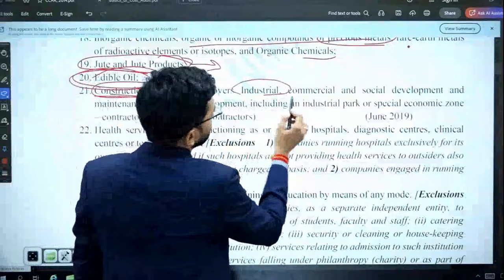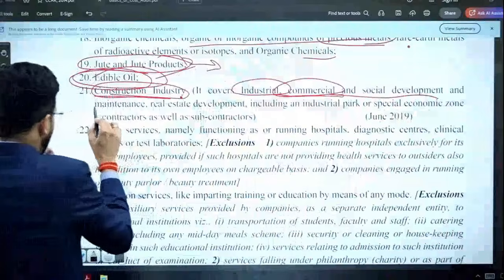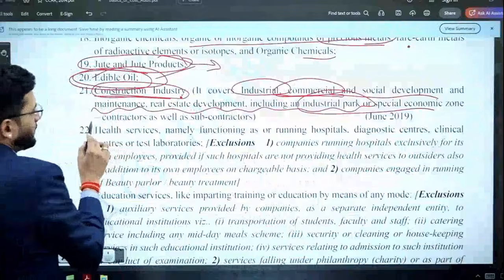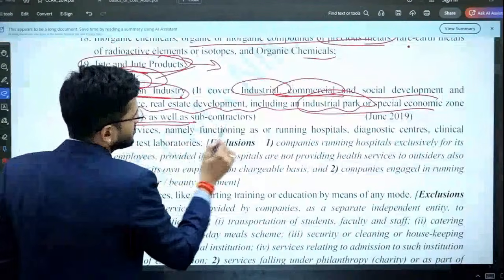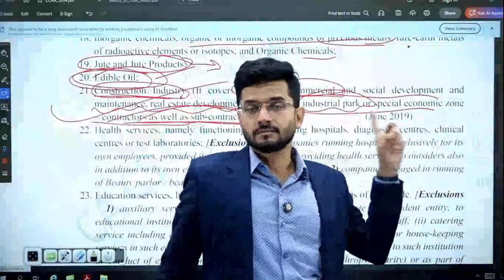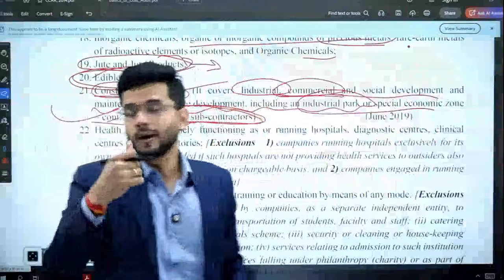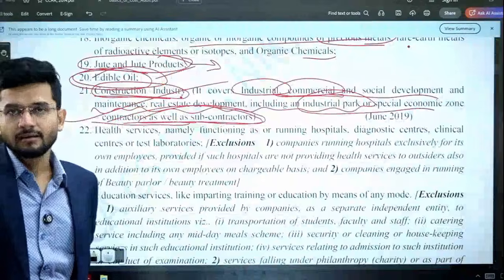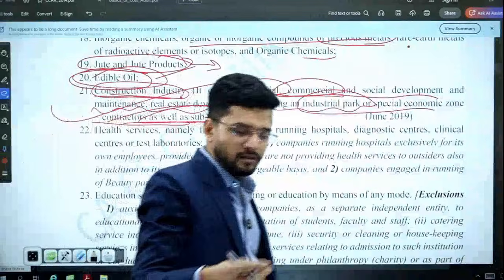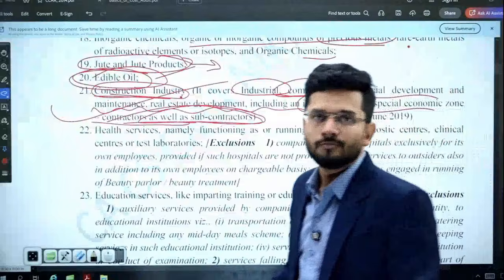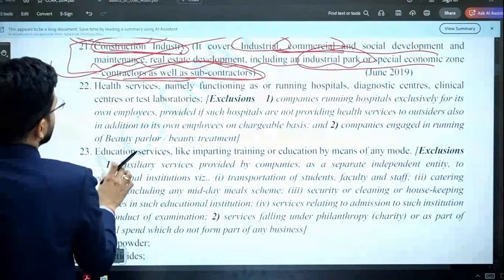Construction industry covers industrial, commercial and social development and maintenance, real estate development, including an industrial park or preparing special economic zones. Contractors as well as subcontractors are included in this. So this is a much wider list, much wider in scope, as compared to para number 10. Para number 10 was limited to the road infrastructure, the highway infrastructure or infrastructure related to the basic infrastructure of the country. Construction industry.